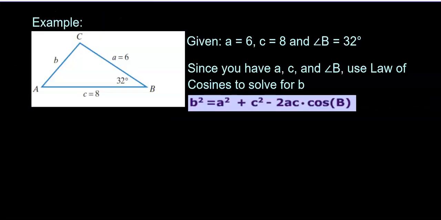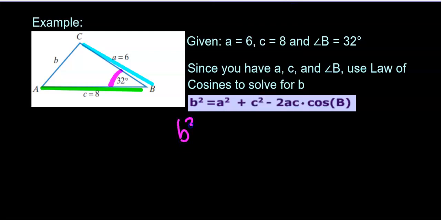Okay. So here's an example. We have a triangle where the side of length a is equal to 6, the side of length c is equal to 8, and angle B is 32 degrees. Since we have a, c, and angle B, we're going to solve for little b. So all we're going to do is plug it in to our formula.